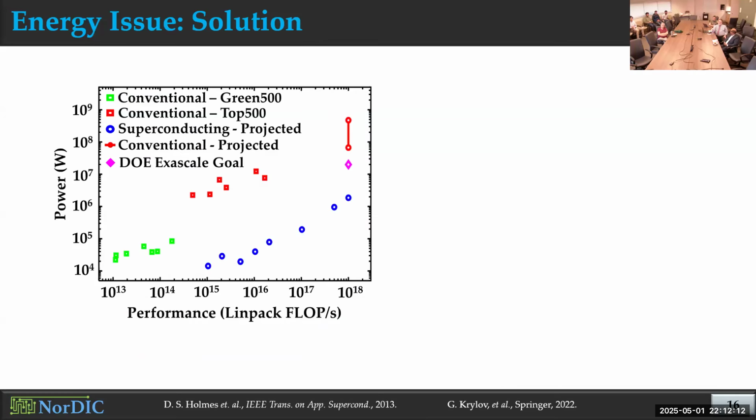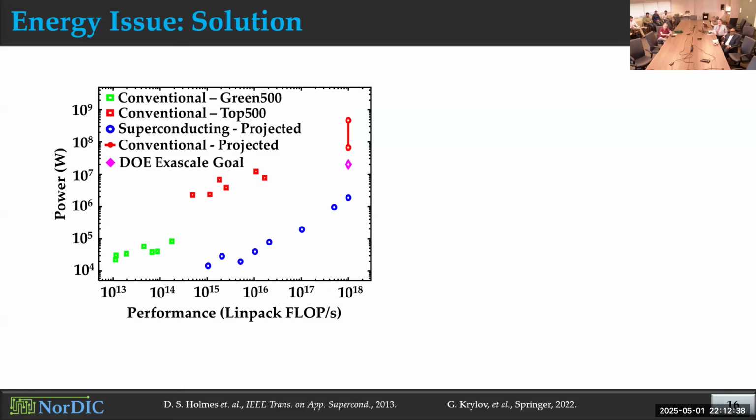Yeah, and also with the existing CMOS technology, we are facing several challenges because we have almost reached the fundamental limit of scaling, and we cannot do too much about the further improvement of their performance. And that's why, again, it was projected in 2022 that none of the existing conventional supercomputers will be able to achieve the DOE's exascale goal, which is shown by the pink diamond here.